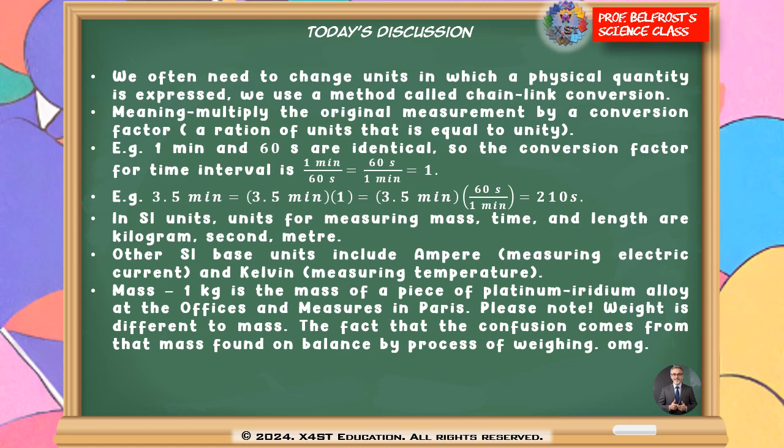Actually, this is the first lesson with me, and this is just very basic things. So in SI units, the units for measuring mass, time, and length are kilogram, second, meter.